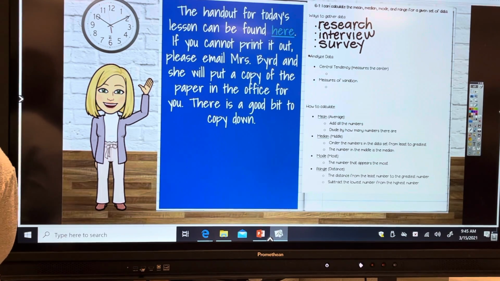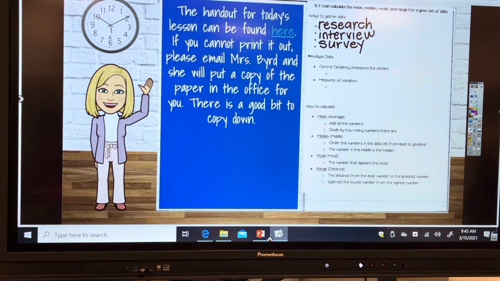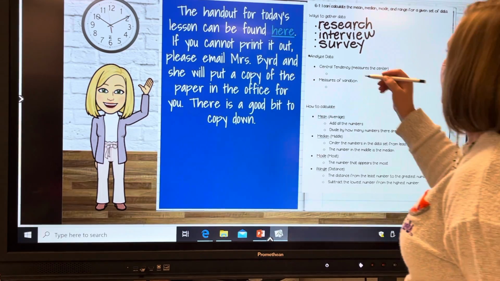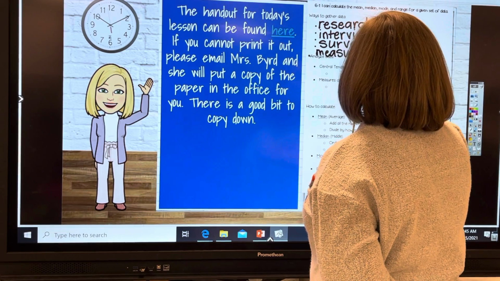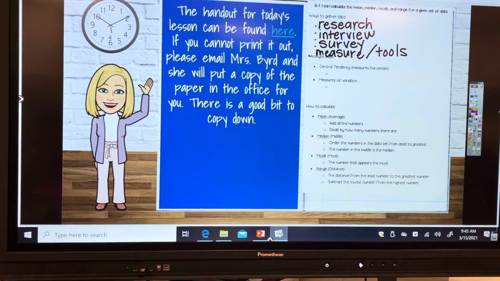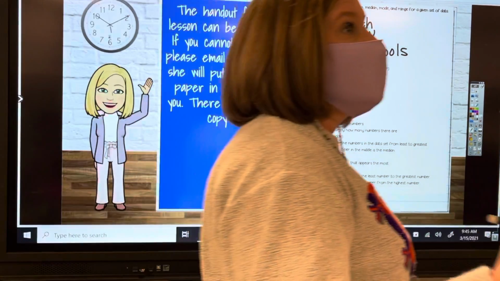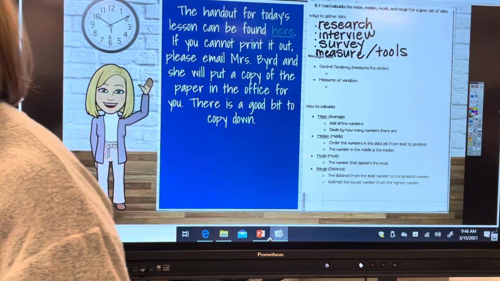So I could survey. What if I wanted to find the mean height of everyone in this classroom? I would measure. Or use tools. I would use a ruler. If I wanted to measure the average rainfall in March of this year, I would use a rain gauge to measure how much rain we get every day. So we would measure. Those are ways that we can gather data.